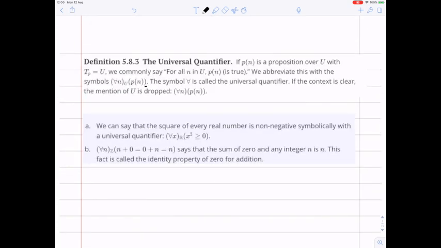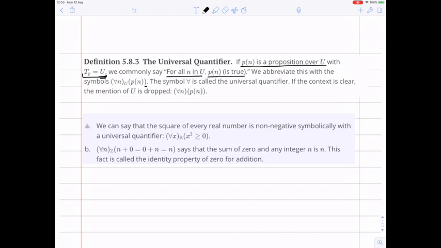The next quantifier that we're going to look at is called the universal quantifier. When we looked at the existential quantifier, that meant that there was at least one element for which a statement was true. Now we're looking at kind of the opposite thing, where we have a proposition over our universe, and our proposition is true for all elements in our universe. So our truth set is the entire universe. And if this is the case, then we say for all n in our universe, our proposition is true.